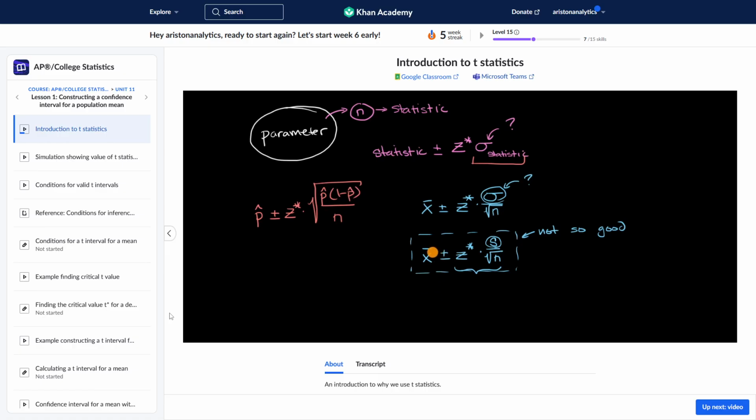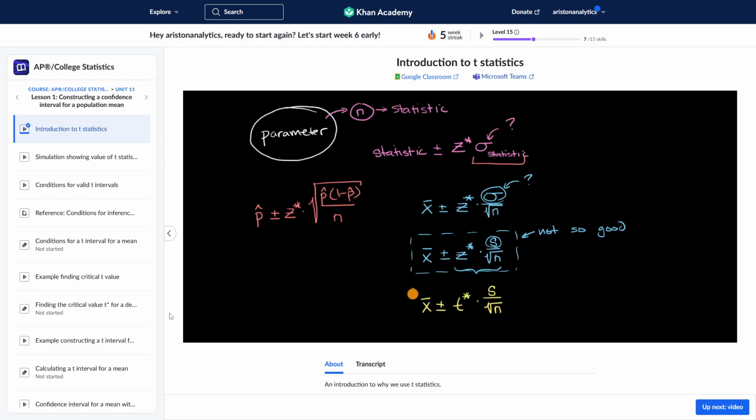And so if you are actually trying to construct a confidence interval for a sample mean, and you don't know the true standard deviation of your population, which is normally the case, instead of doing this, what we're going to do is take our sample mean, plus or minus, and our critical value, we'll call that t star, times our sample standard deviation, which we can calculate, divided by the square root of n.